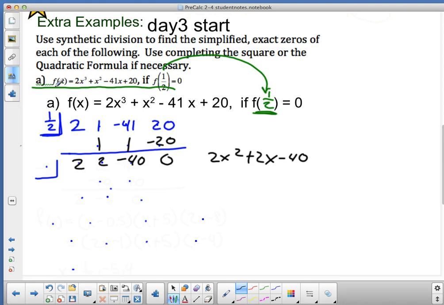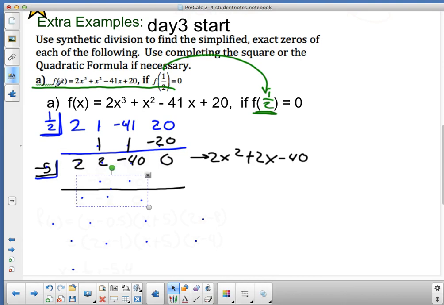At this time, if I can factor it, I don't have to do synthetic again. They say use synthetic division to find the simplified exact zeros. So I know 5's in there, and that's what I'm thinking when I look at that. So I'm popping in a 5. It's negative 5 because it's x plus 5. So I do the same thing because the directions said use synthetic division. I got negative 10, I got negative 8, positive 40, and I'm done.